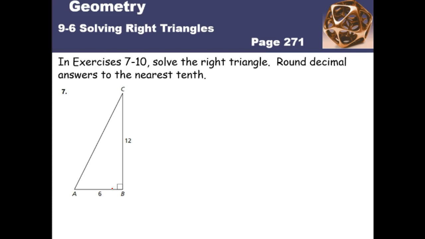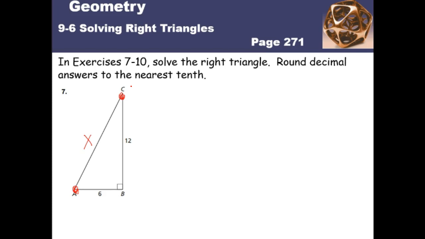Okay. So we need to solve this triangle, so that means that we need to find all the missing sides and all the missing angles. So I see that right here we're missing this side, AC, so we have to find it. I'm going to call it X, and then we also are missing angle A and angle C, so we have to find those as well. So if you look at your steps, let's find the missing side first.